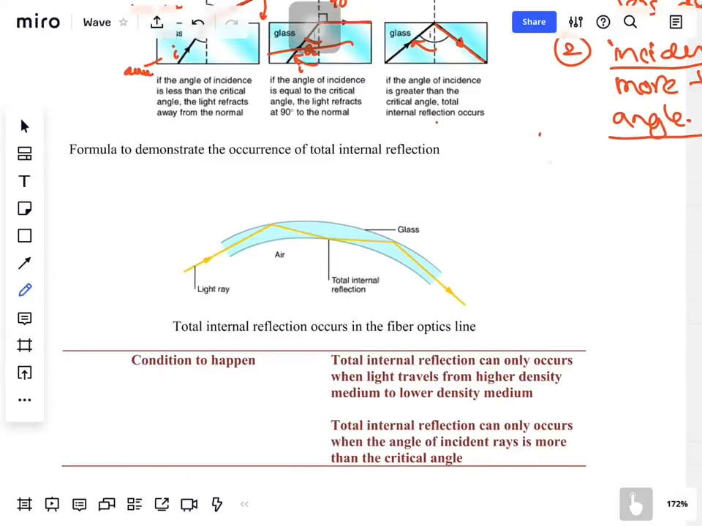There's a formula that demonstrates the occurrence of total internal reflection. Let's look here. The light ray travels, and there's air inside here. The total internal reflection occurs. This is basically a fiber optic. In a fiber optic, the light bounces from one side to another. It bounces inside.